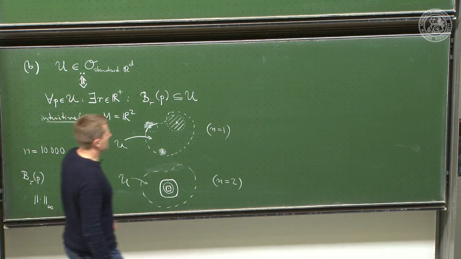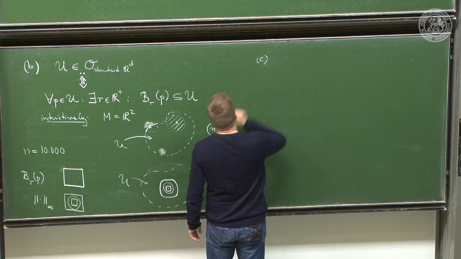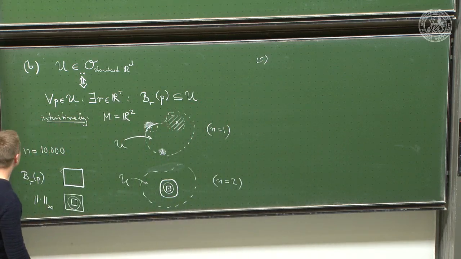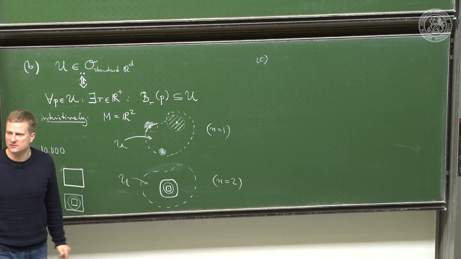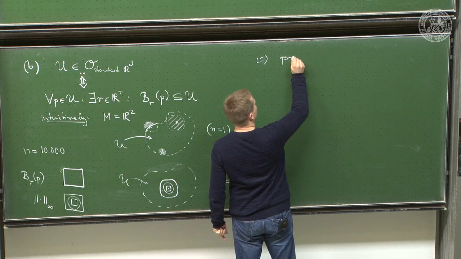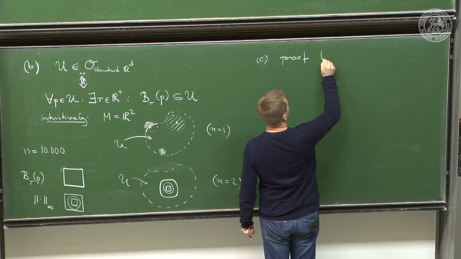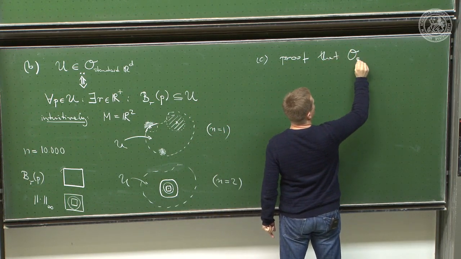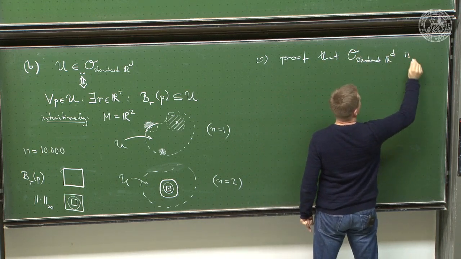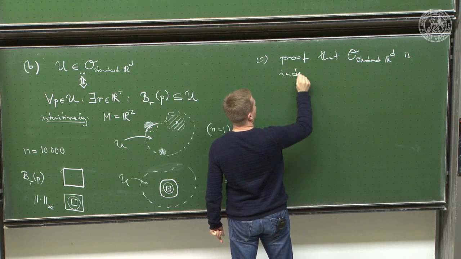Well, now, I said it proceeds in 3 steps. I still owe you the proof that this construction actually yields a topology. So, proof that this construction yields a topology. Proof that O standard on R^d is indeed a topology.